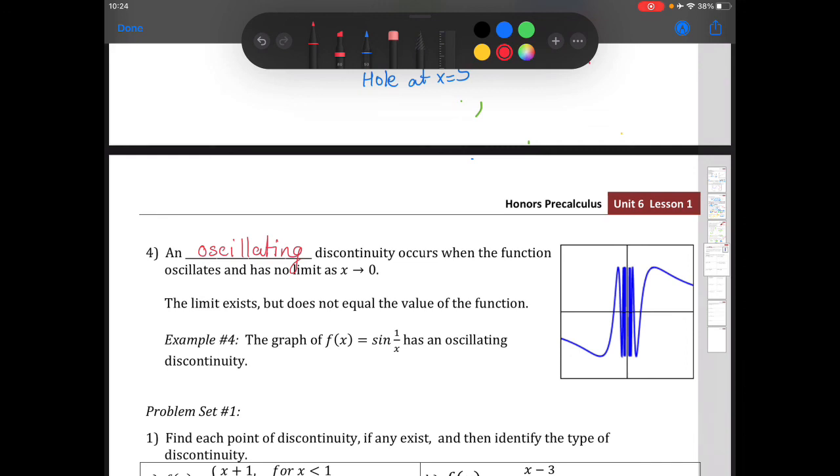Okay, so these were the 4 kinds of discontinuities, and we also learned how to remove them, especially the removable one by canceling it, and the jump discontinuity by setting the pieces equal to each other. So finish the remaining problem set. Good luck.